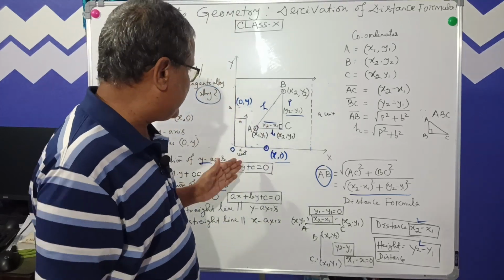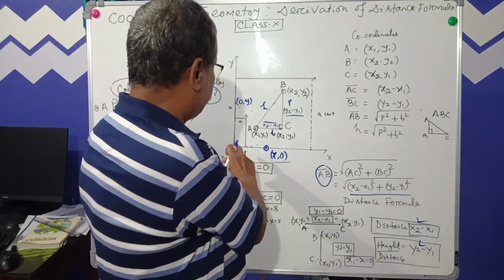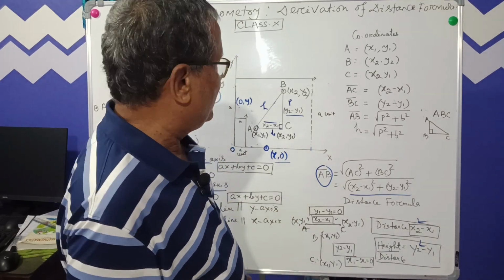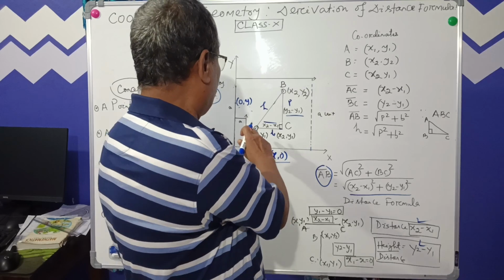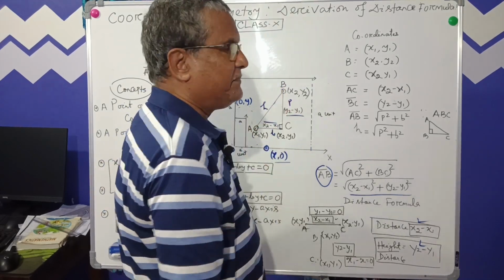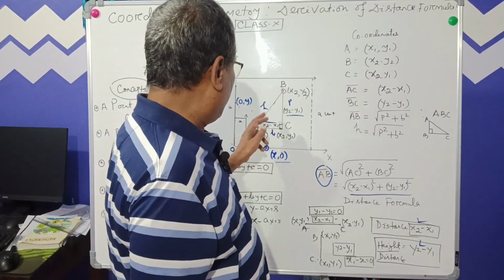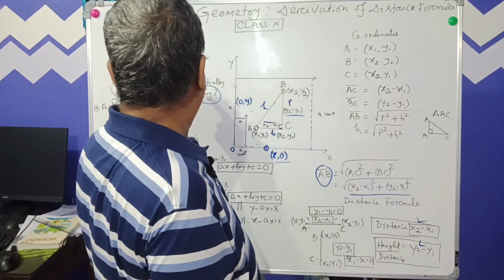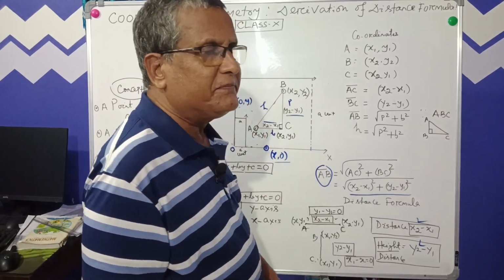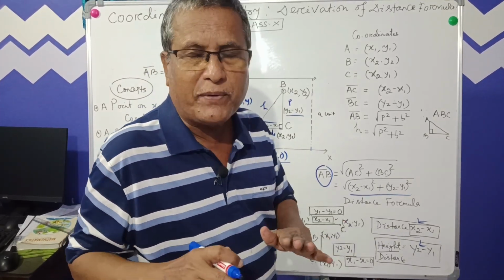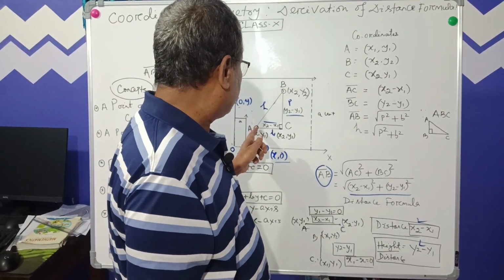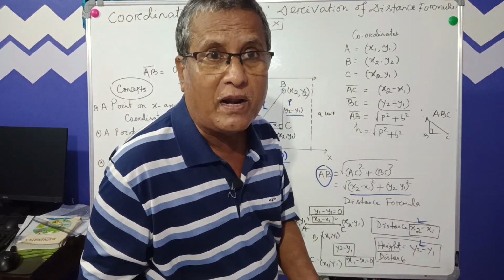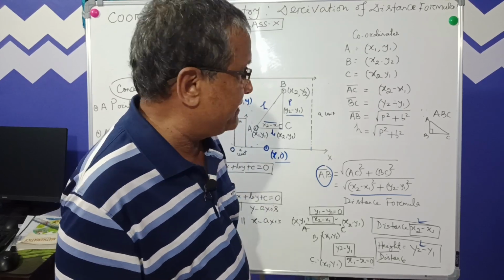Now you look at a Cartesian plane, and this is the x-axis and this is the y-axis, and you see two points A and B. The line segment AB is drawn obliquely. So we have to find out the distance between A and B. What's the formula? How to derive it?